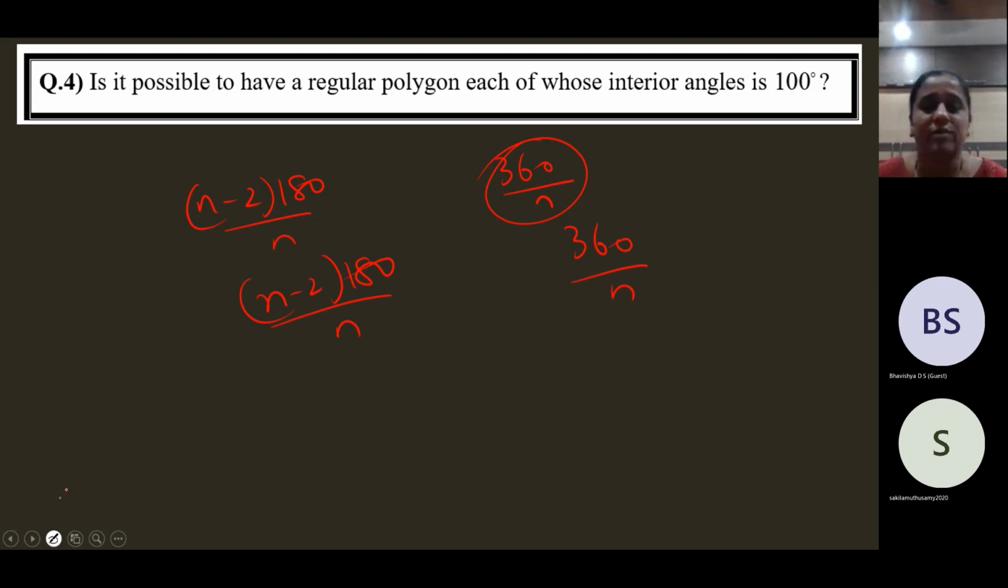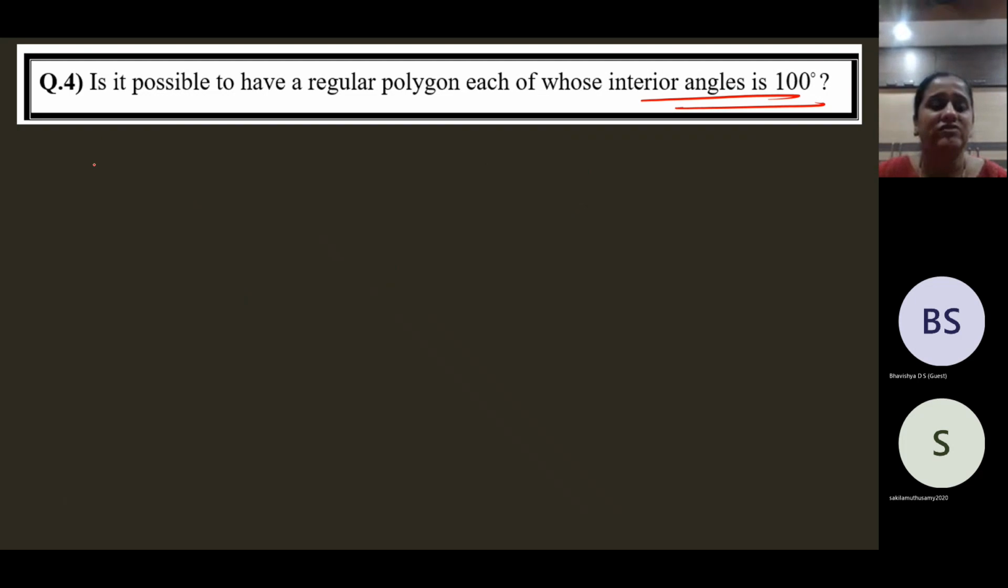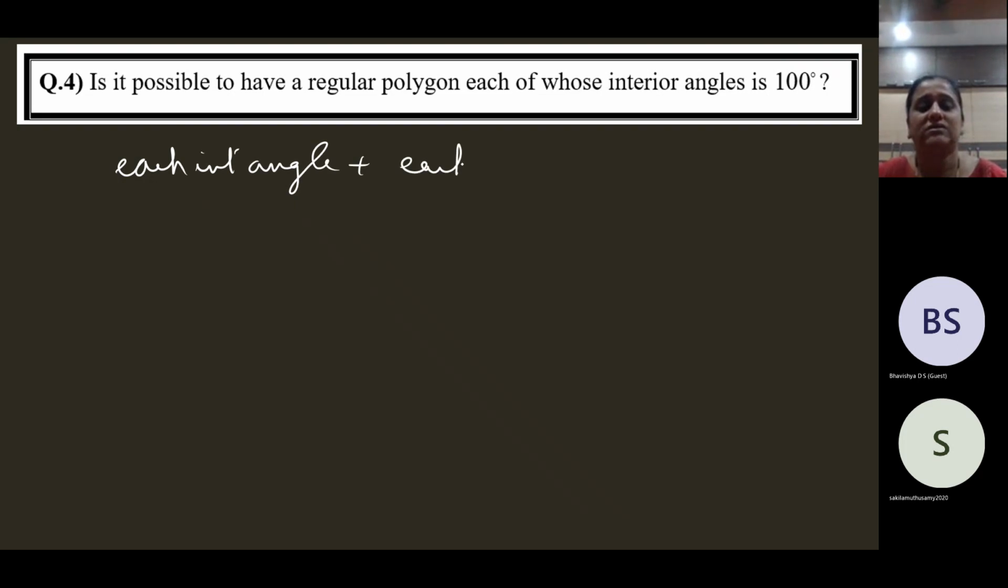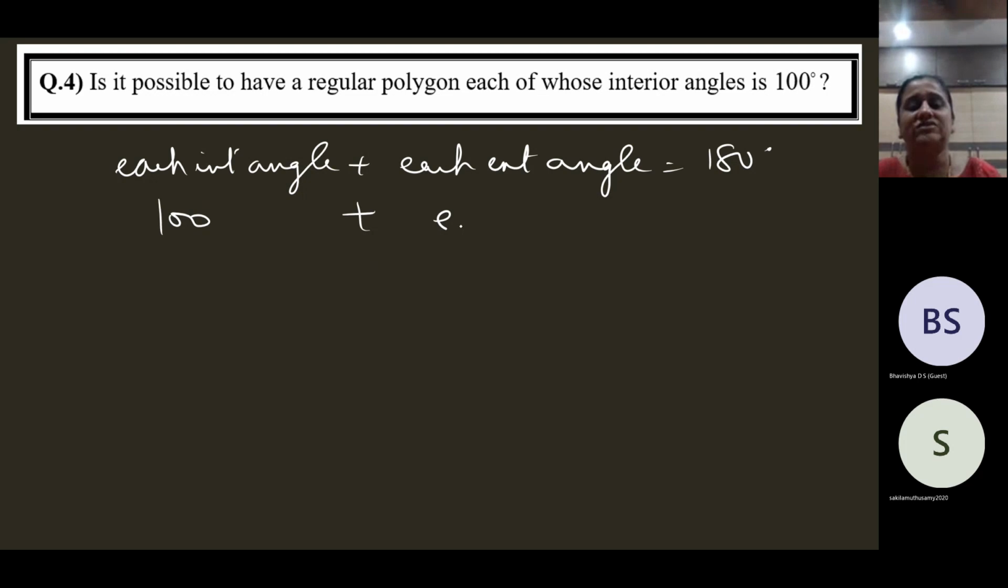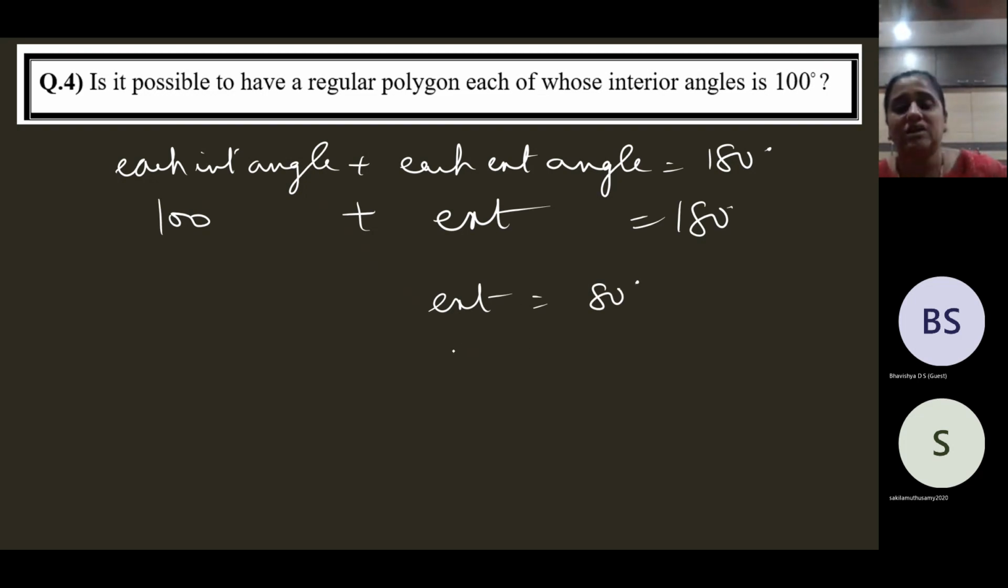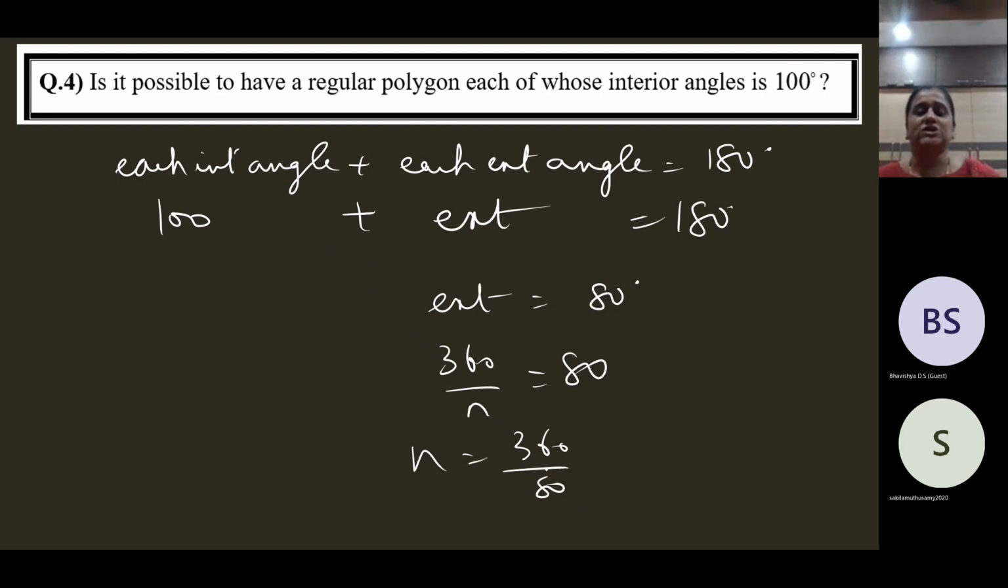So what we'll do, from what is given, interior angle is given, right? We'll first use this formula. Each interior angle plus each exterior angle is equal to 180 degrees. Each interior angle is 100 degrees. 100 plus each exterior angle is equal to 180. So each exterior angle is equal to 180 minus 100, 80 degrees. But how do you find each exterior angle? 360 by n. 360 by n is equal to 80. So you will get n is equal to 360 by 80. When you do this, you will get a fraction. So it's not possible.